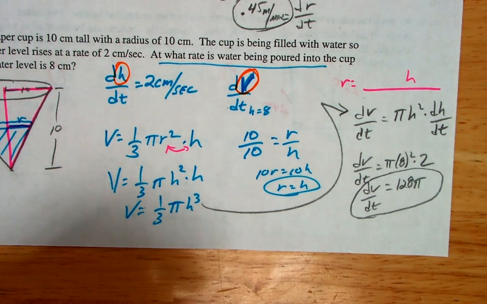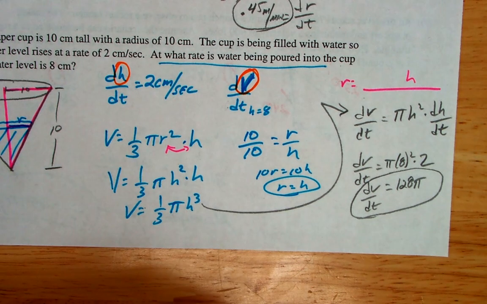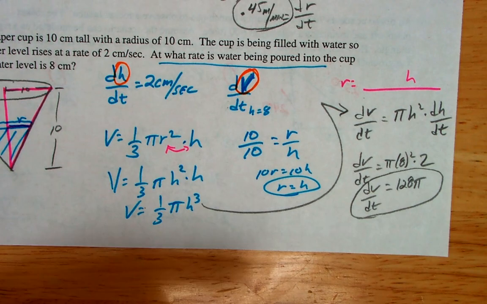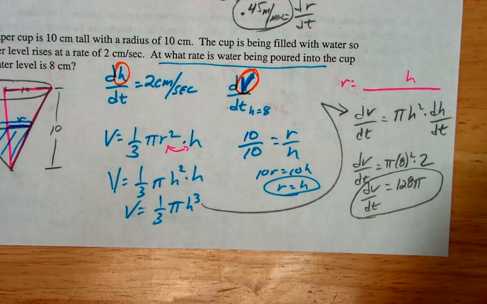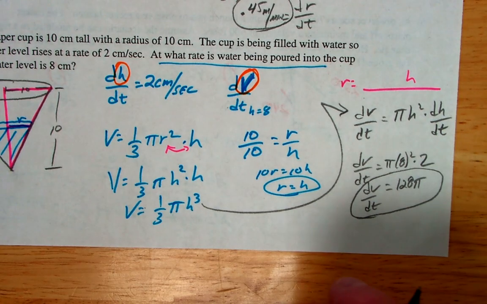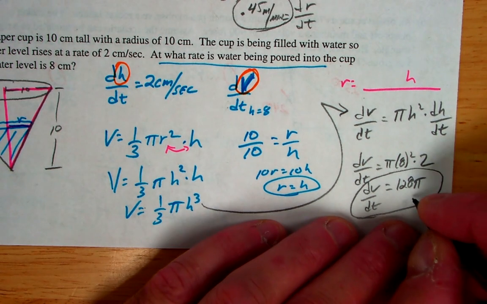But then we need to think about units. 128 pi, what? Centimeters cubed. So why centimeters cubed? Because it's volume. Good. Tay's having a great week, aren't you? She's on top of it.